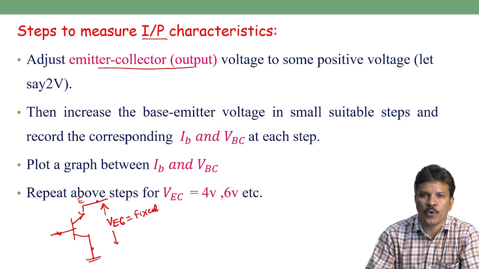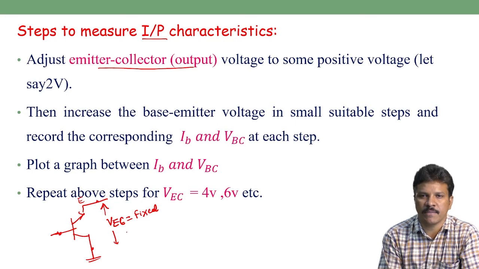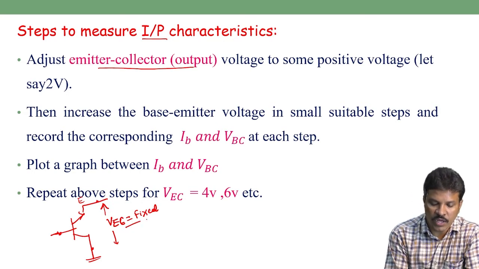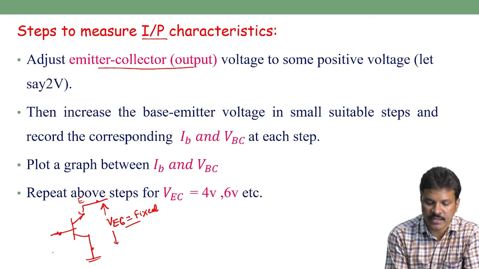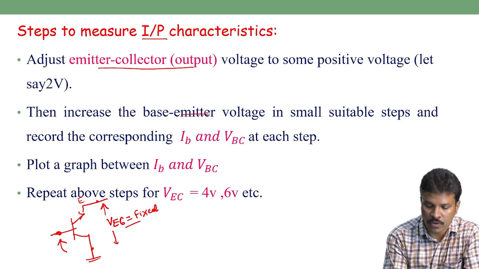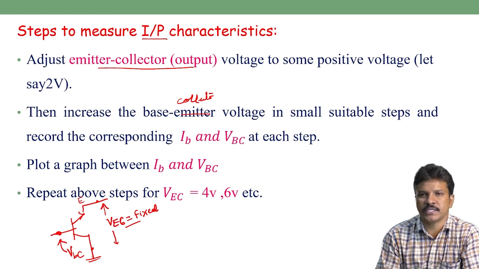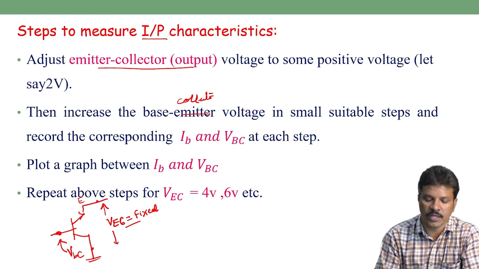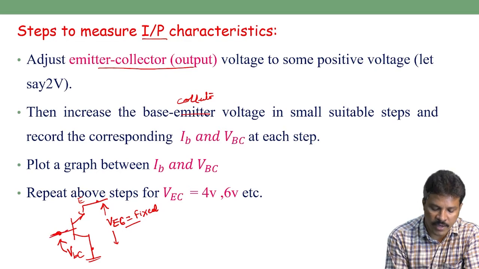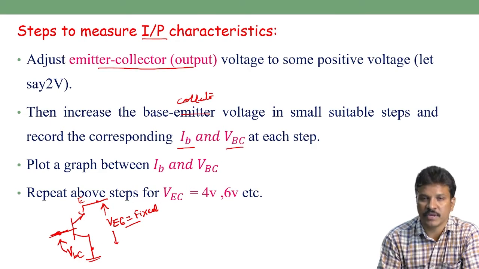Adjust the output battery. Keep emitter to collector voltage at some positive voltage, fixed. Coming to the input side, increase the base to collector voltage VBC in small suitable steps, and record the corresponding current flow in the base current, and base to collector voltage.